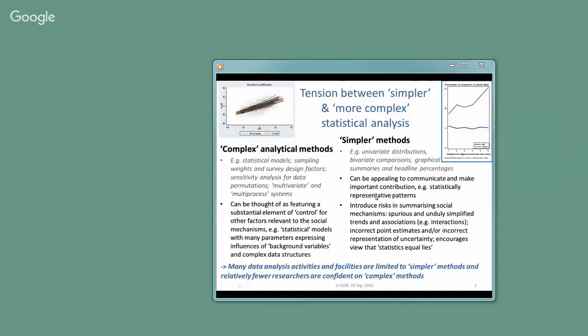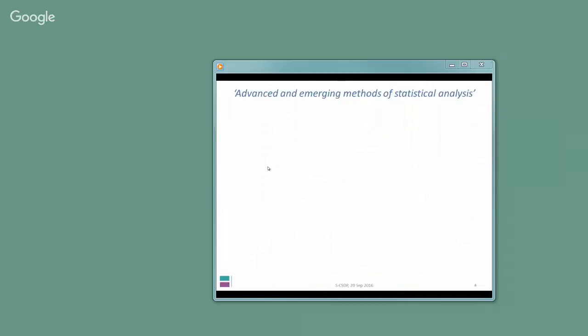So fewer people are as confident of making good use of more complex analytical methods, but arguably we would feel that the more complex methods are more appropriate in most situations for summarizing the relevant processes. So how do we go forward in a sensible way?